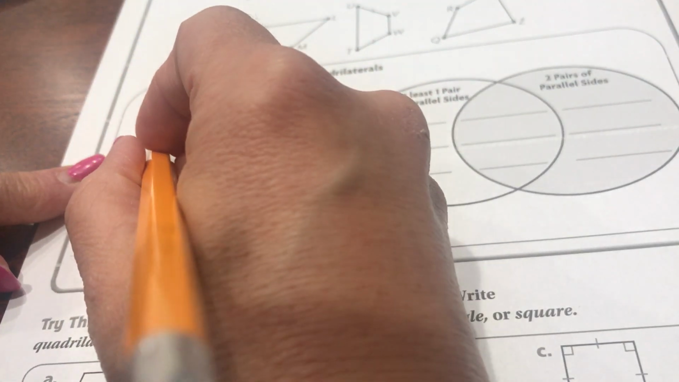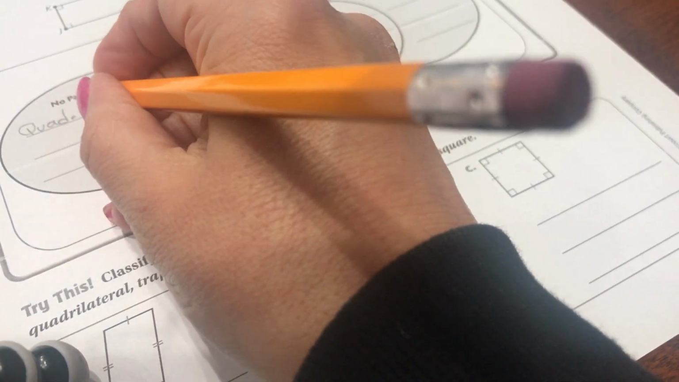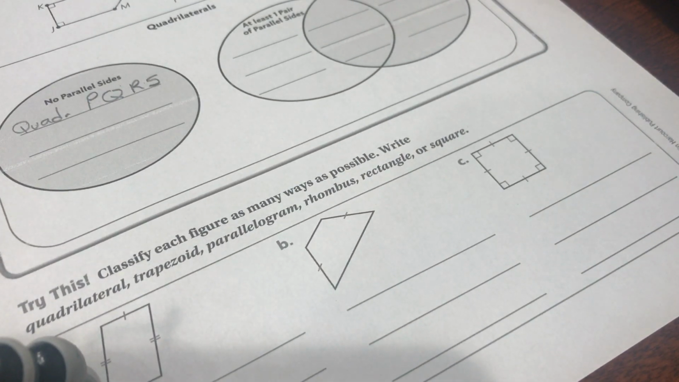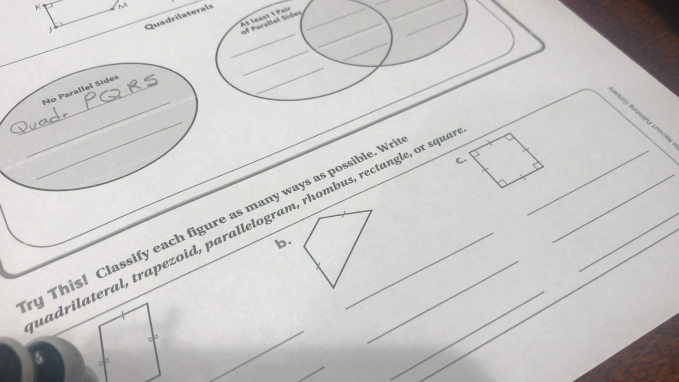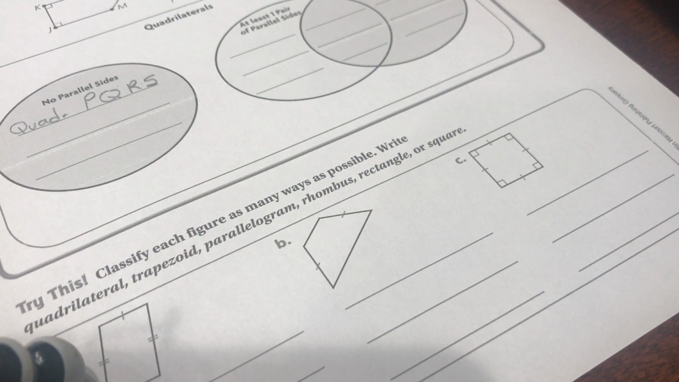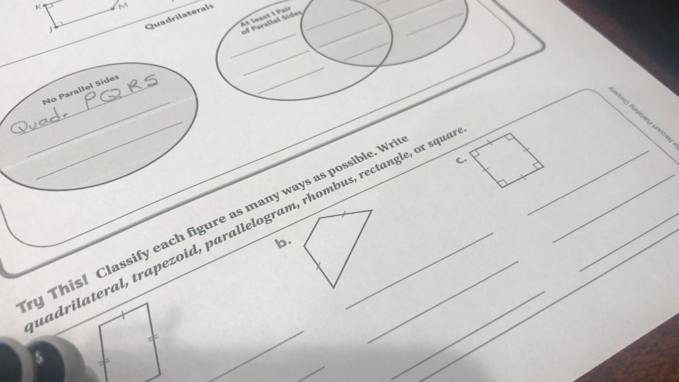So the answer here would be, let me move the camera this way so my hand's not completely in the way. I'm just going to put quad. How about that? I'll abbreviate instead of writing quadrilateral. Quad, P, Q, R, S. That's one way I could write that. I try to start in alphabetical order if I could. That just makes it a little bit easier. We want to keep our thinking organized. So that would be one way to name that.